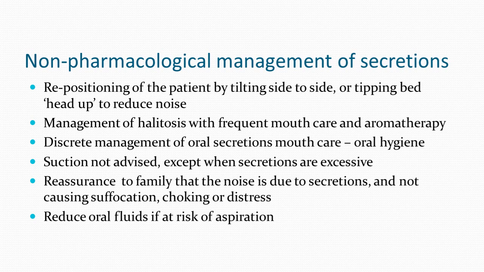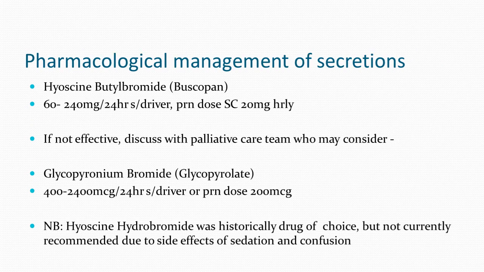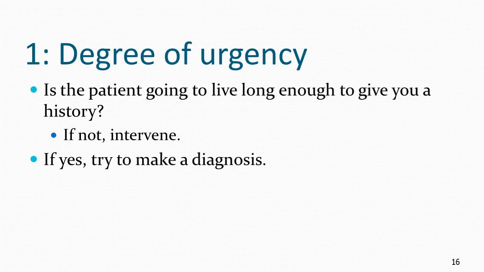Reposition the patient by tilting side to side, tipping the bed, head up. Management of mouth care is important. Discreet management of oral secretions with mouth care, suction, reassurance of the family, and reducing oral fluid intake due to the risk of aspiration. Secretions can be treated by giving Buscopan, or follow local therapy, glycopyrrolate, and consider the heart rate when giving glycopyrrolate. Hyoscine butylbromide is the drug of choice for secretions.